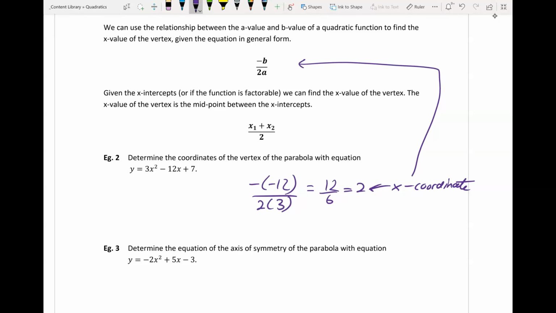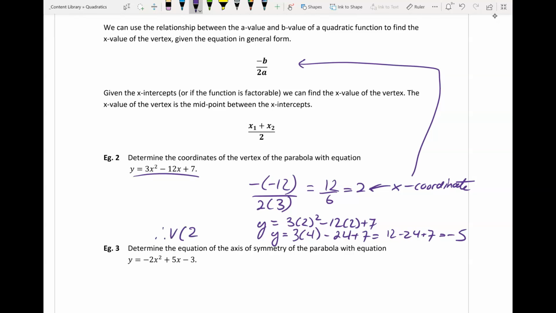Then we can find our y coordinate by plugging 2 back into our original quadratic equation. So y is equal to 3 times 2 squared minus 12 times 2 plus 7. So that's just our quadratic equation here. I'm just plugging the 2 in to solve for a y. So that's 3 times 4 minus 24 plus 7, which is 12 minus 24 plus 7, and this is negative 5. So then our vertex is 2, negative 5.